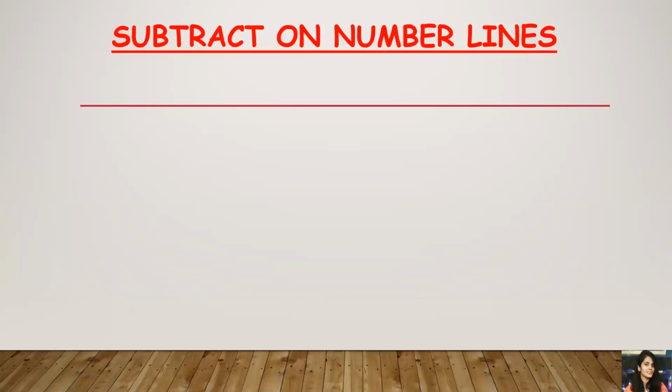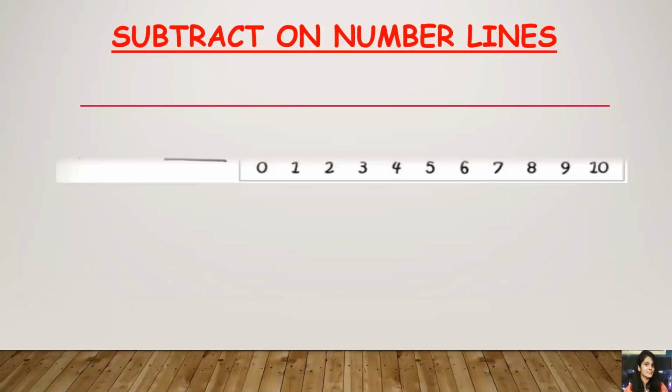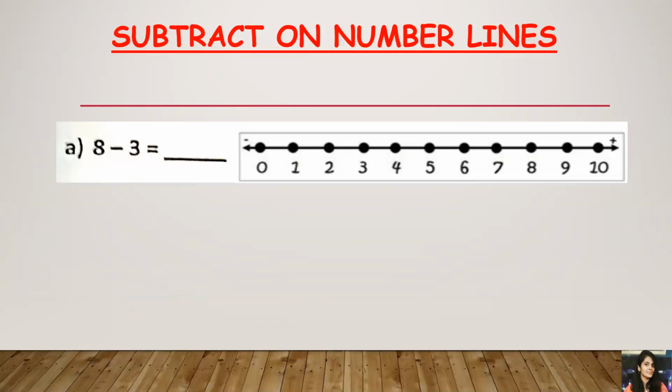Subtract on number lines. A. 8 minus 3. We will start with the bigger number, which is 8, on the number line and count backward 3 times. 8, 7, 6, 5. So our answer will be 5.